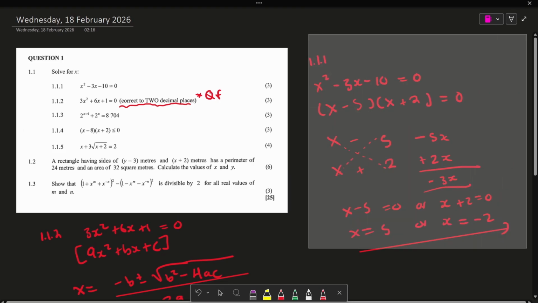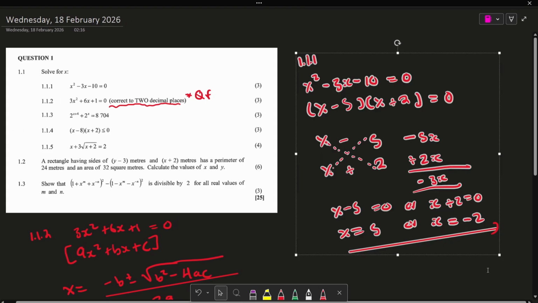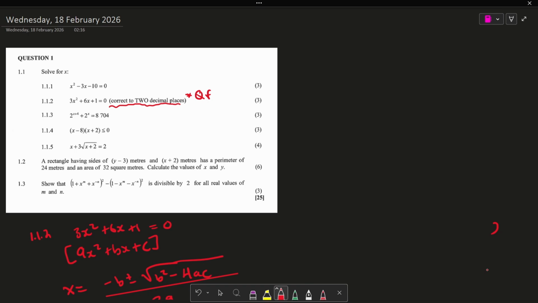Okay, let's just remove the first one so that we can do 1.1.3. So 1.1.3 is 2^(x+4) + 2^x = 8704. Okay, in this case, you can see that what we're solving for is actually the exponent, meaning that we need to remember our laws of exponents.